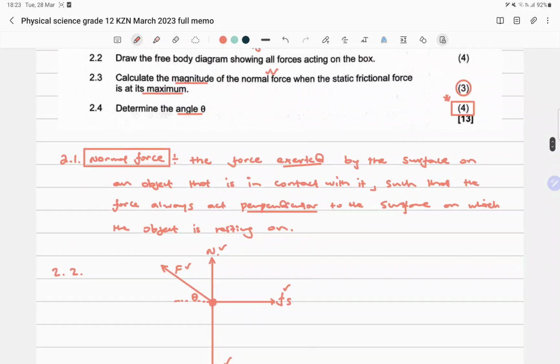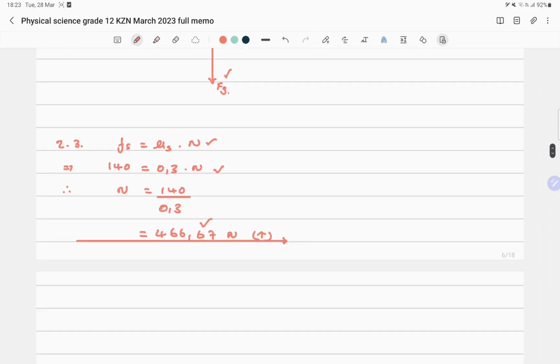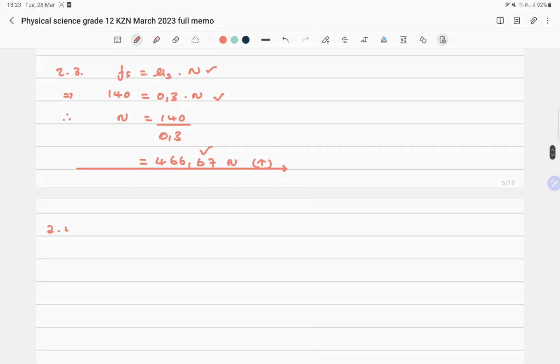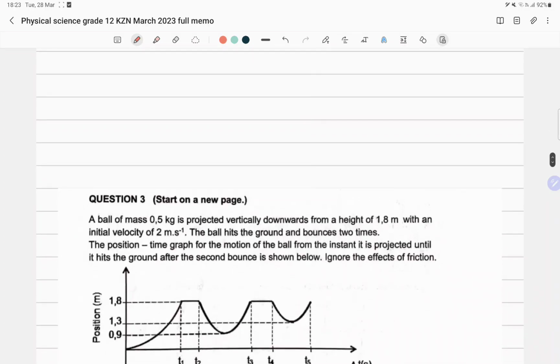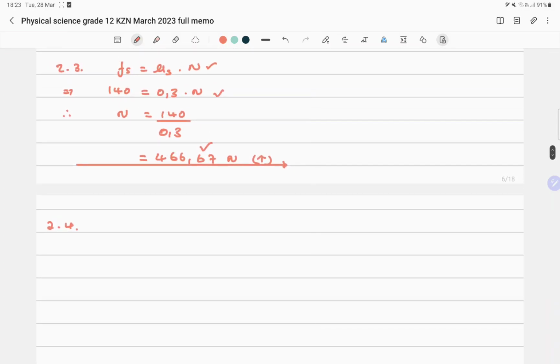So this is what? 2.4. I don't know why I left so much space, or I did not. Okay, now 2.4, guys, we need to find theta.